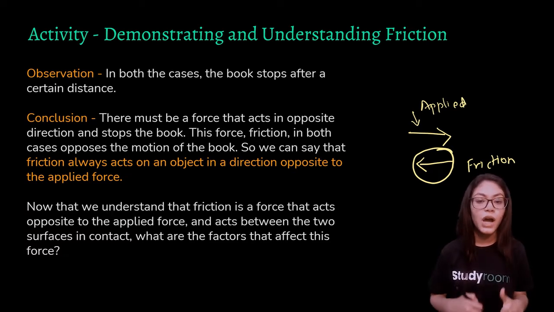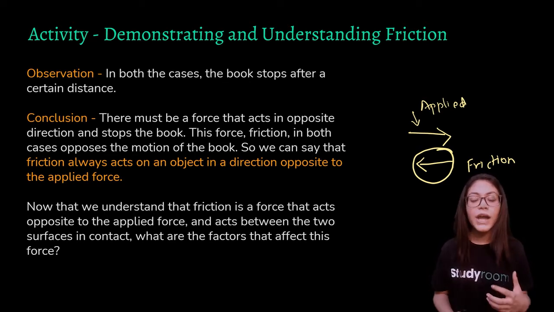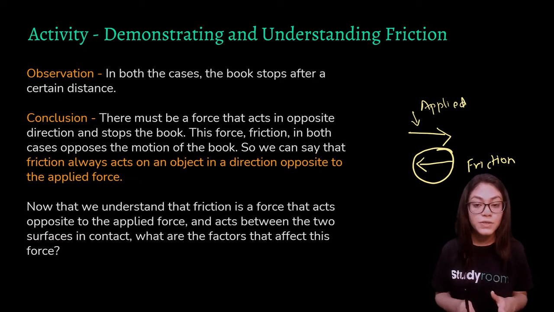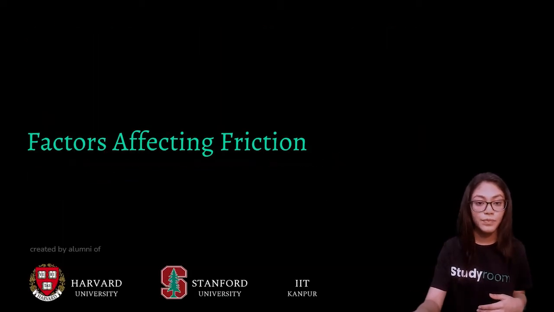Now we have already understood that friction is a force that acts in the opposite direction to the applied force, and also it acts between two surfaces when they are in contact. But there must be certain kinds of factors which affect this force, which change this force. So what are these factors which affect the force of friction? Let's have a look.